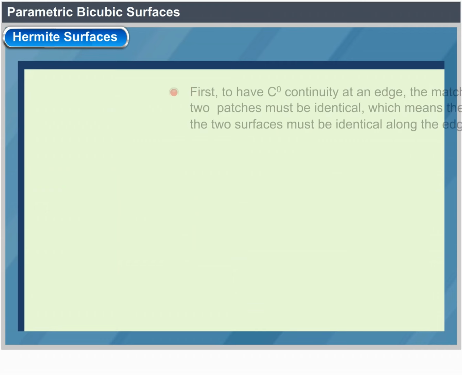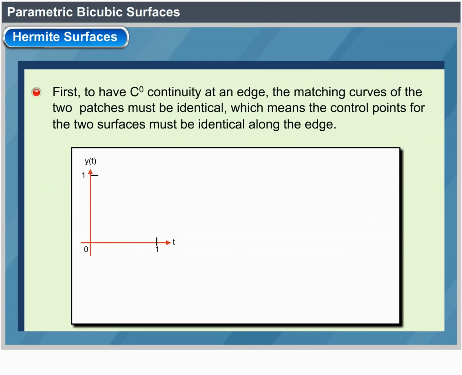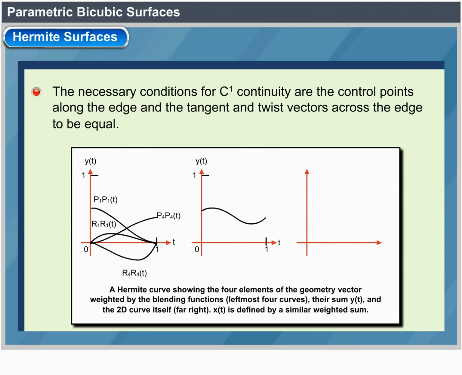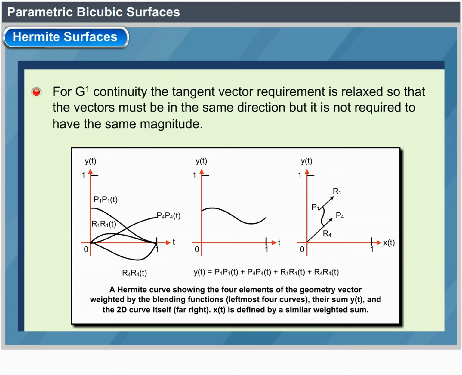First, to have C0 continuity at an edge, the matching curves of the two patches must be identical, which means the control points for the two surfaces must be identical along the edge. The necessary conditions for C1 continuity are that the control points along the edge and the tangent and twist vectors across the edge be equal. For G1 continuity, the tangent vector requirement is relaxed so that the vectors must be in the same direction but do not need to have the same magnitude.